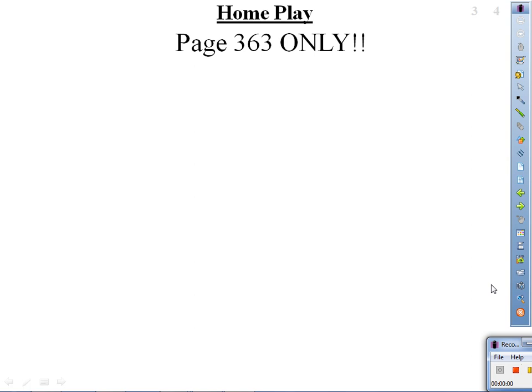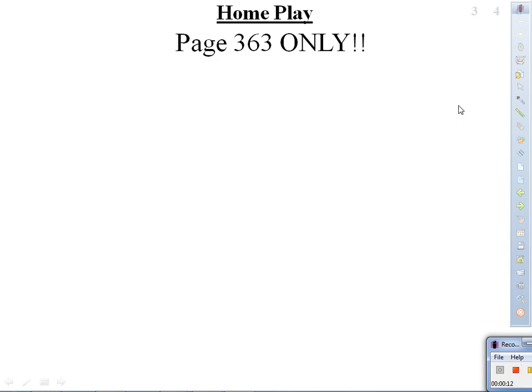Okay, the homework for tonight, once again, page 363 only. 363. And today is going to be one of those days that it's going to go super fast, so stay focused, and I need you here. Because we're going to cover everything that we've seen for the first semester and everything that we've covered in regards to factoring and all the different types of approaches.